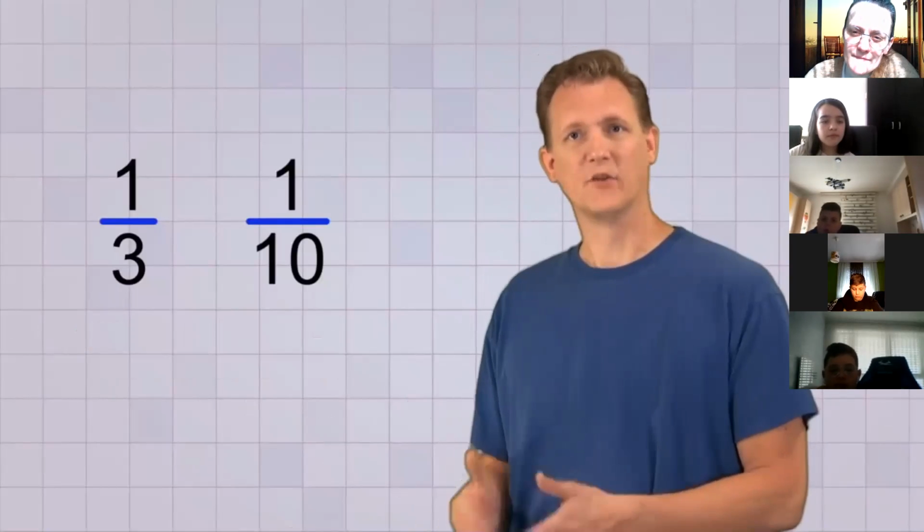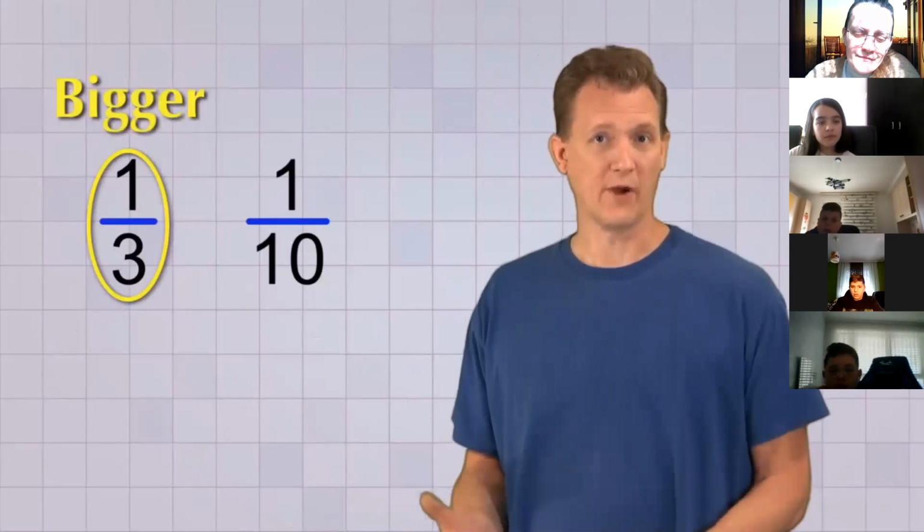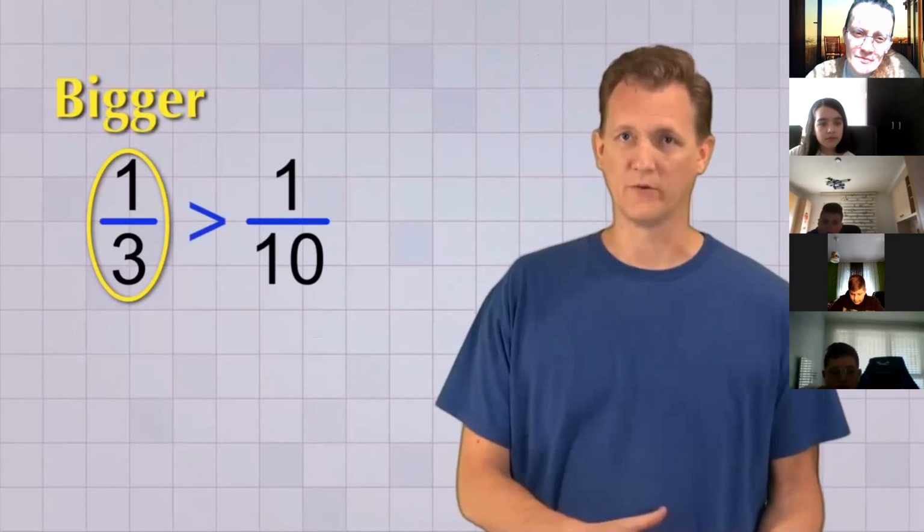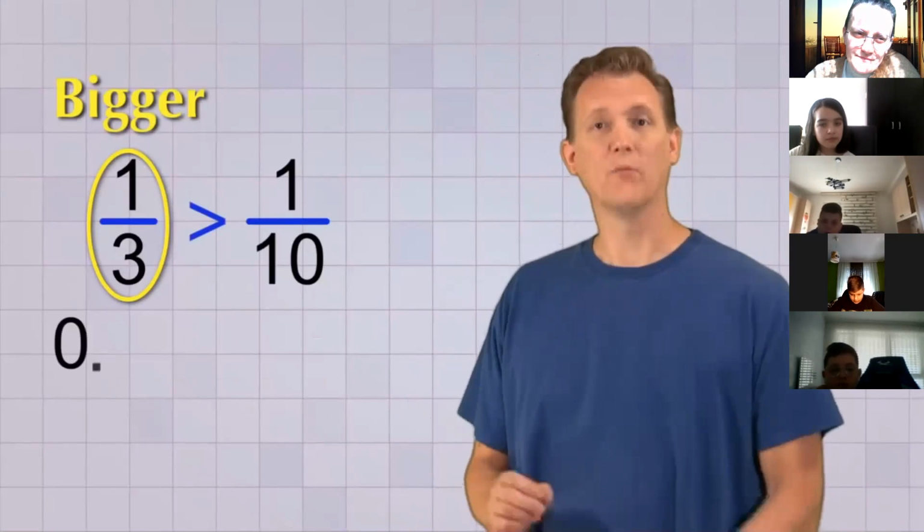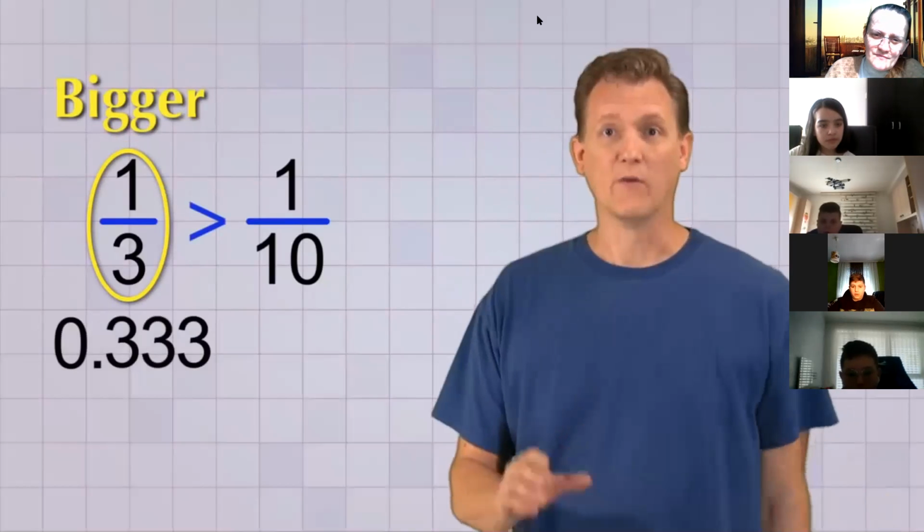So in this case, the 1 over 3 is really the bigger fraction because its decimal value, what you get when you divide, is 0.33333. But the value of 1 over 10 is only 0.1. Okay, so comparing fractions isn't quite as easy as comparing regular numbers, but that doesn't mean it's going to be that hard. We're going to learn two methods for comparing fractions that make it very easy.